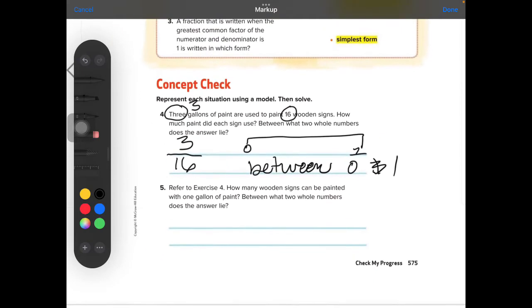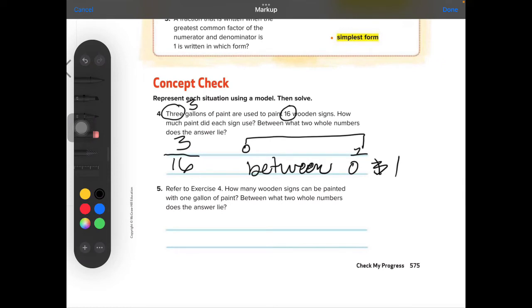Number 5. Referring to exercise 4, how many wooden signs can be painted with 1 gallon of paint? Okay, between what two whole numbers can that answer lie? So you have 3 gallons of paint that are used to paint 16 signs. So we need to be a ninja and chop that down. So what we're going to do is that we can only use 1 of those gallons of paint. So we're going to take 16 divided by 3.